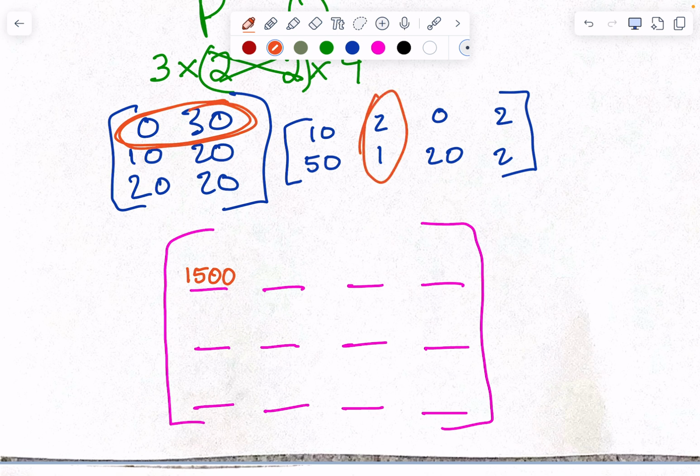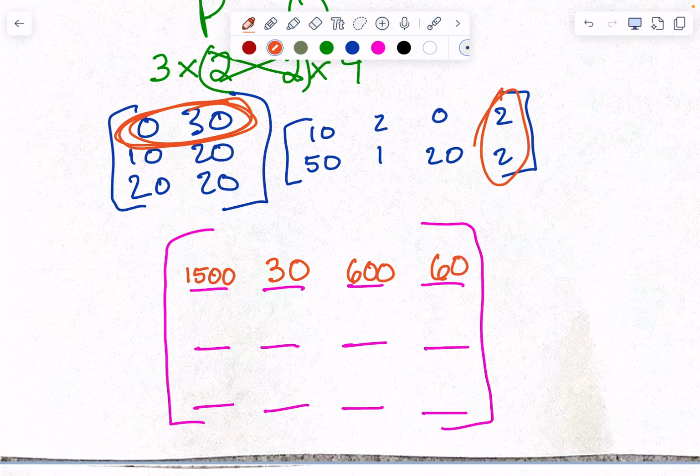0 times 2 is 0. 30 times 1 is 30. And that goes where? Second. Right there. Right? Next. 0 times 0 is 0. 30 times 20 is 600. 600. Okay. Next. 0, 30, and 2, 2. 0 times 2 is 0. 30 times 2 is 60. So that's my top row.